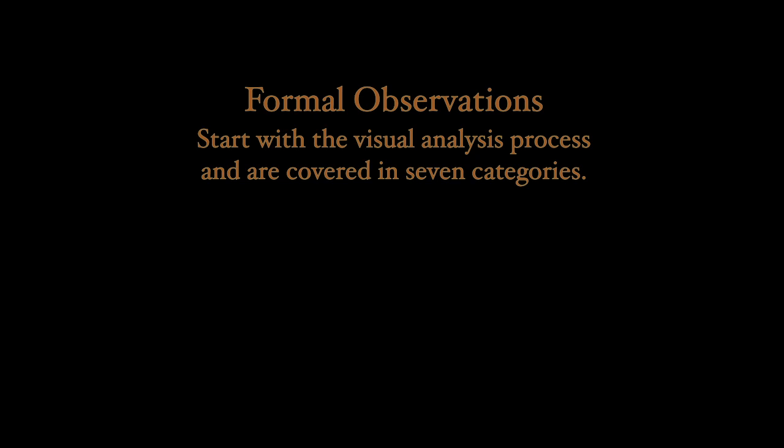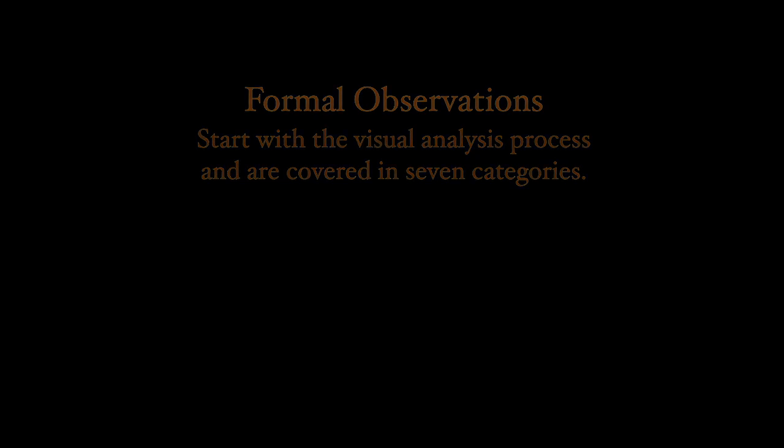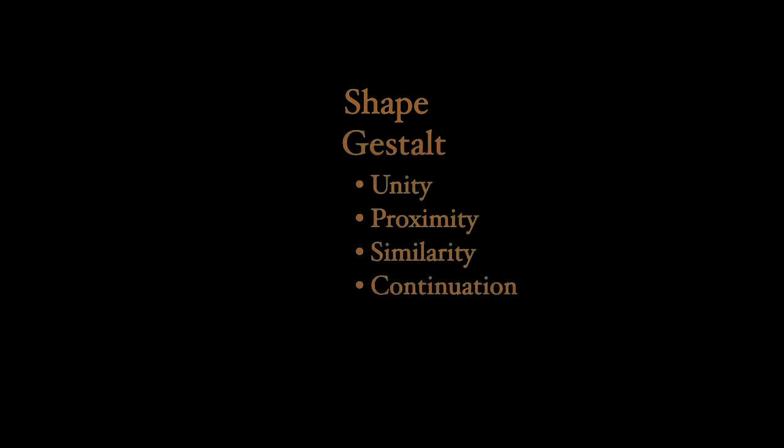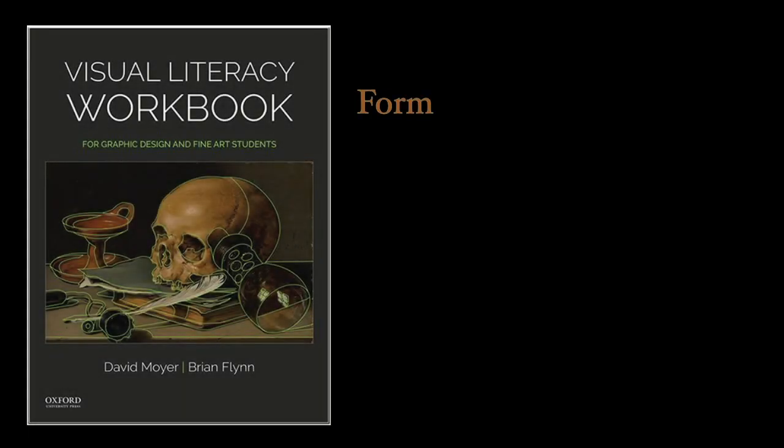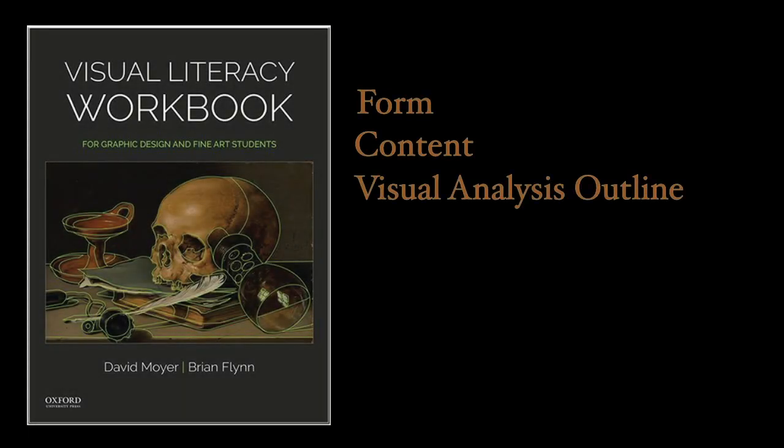Formal observations start with the visual analysis process and are covered in 7 categories: shape; gestalt, to include unity, proximity, similarity, continuation, and closure; balance, emphasis and eye flow; geometry, to include proportion and structure; compositional dynamics; and formal summarization and synthesis. The visual literacy textbook devotes a chapter to each category of form, content, and the visual analysis outline.